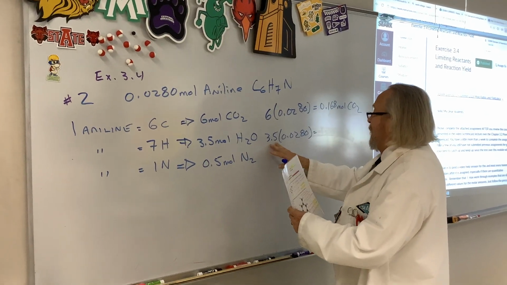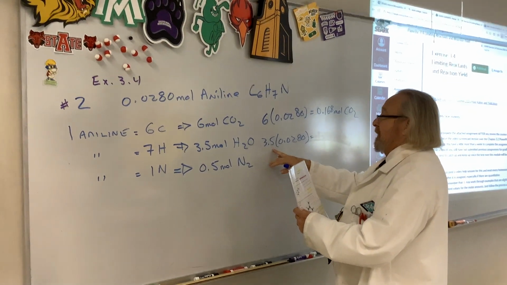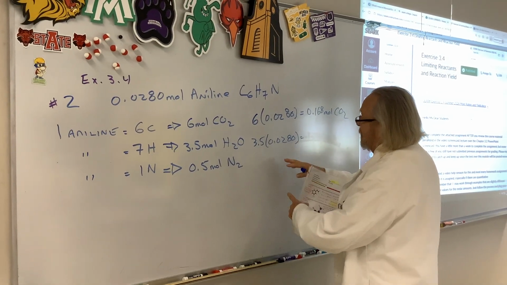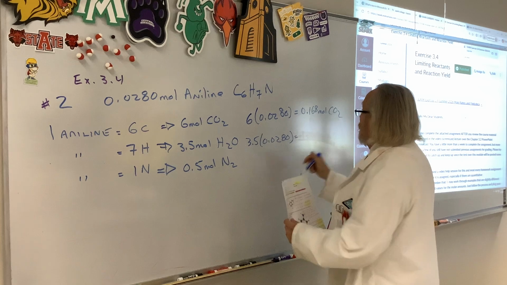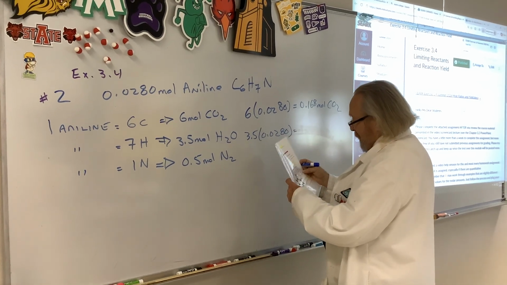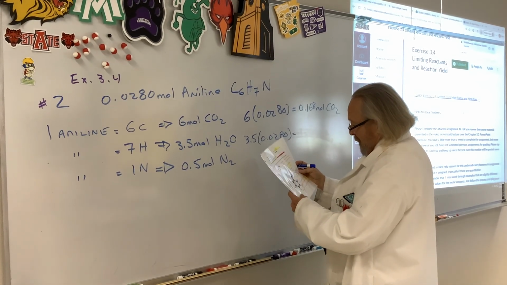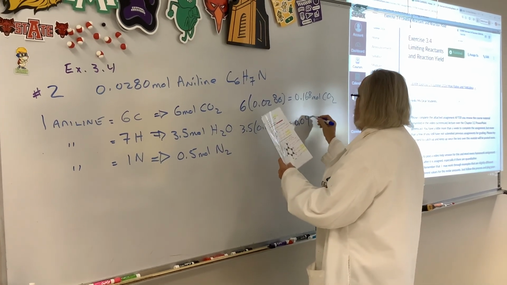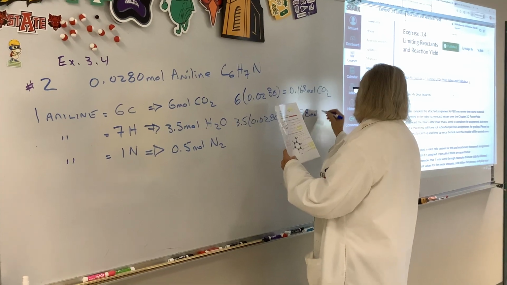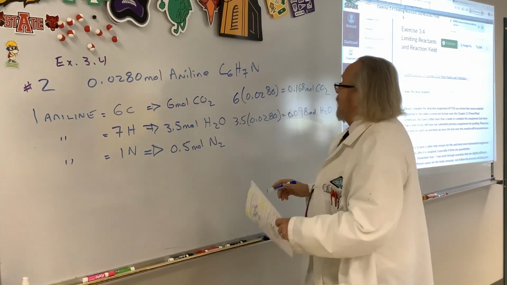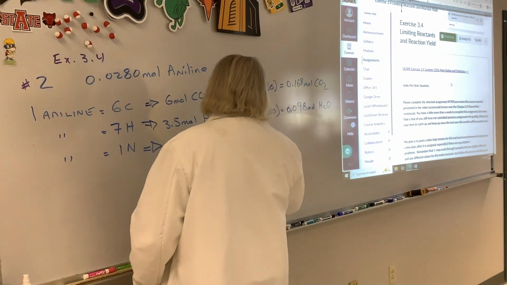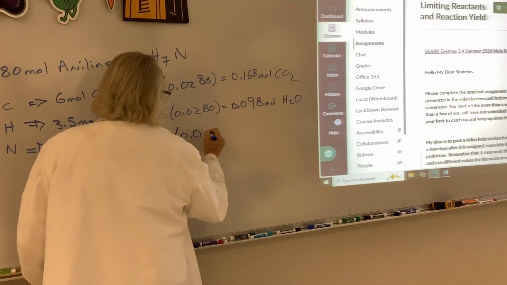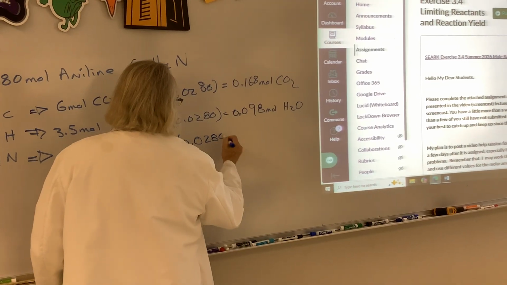This is 3.5 moles of H2O per mole of aniline. This is 0.028 moles of aniline. The anilines cancel, and what I'm left with is moles of H2O. So if you multiply 0.0280 by 3.5, you get 0.098 mole of H2O. And for this one, I just need to multiply it by 0.5, or divide this number by 2, cut it in half.